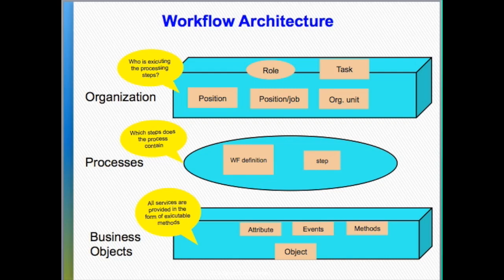The last one is business object. Attributes, events, methods, and objects can all be grouped under business objects. So what exactly does a business object do? All services are provided in the form of executable methods. When you say you are defining a process, how do you execute that process? That is possible with reference to the business object. That's where the business object plays a major role in the workflow architecture.